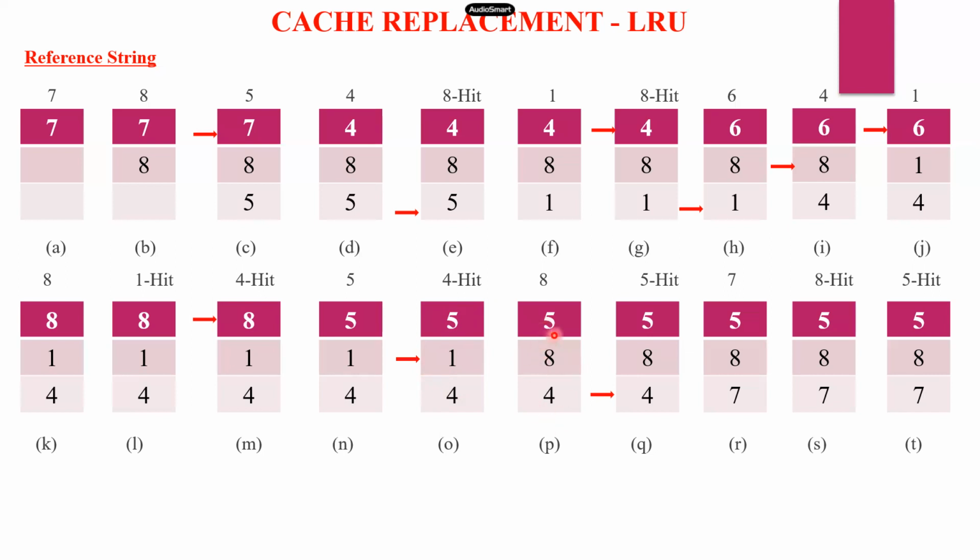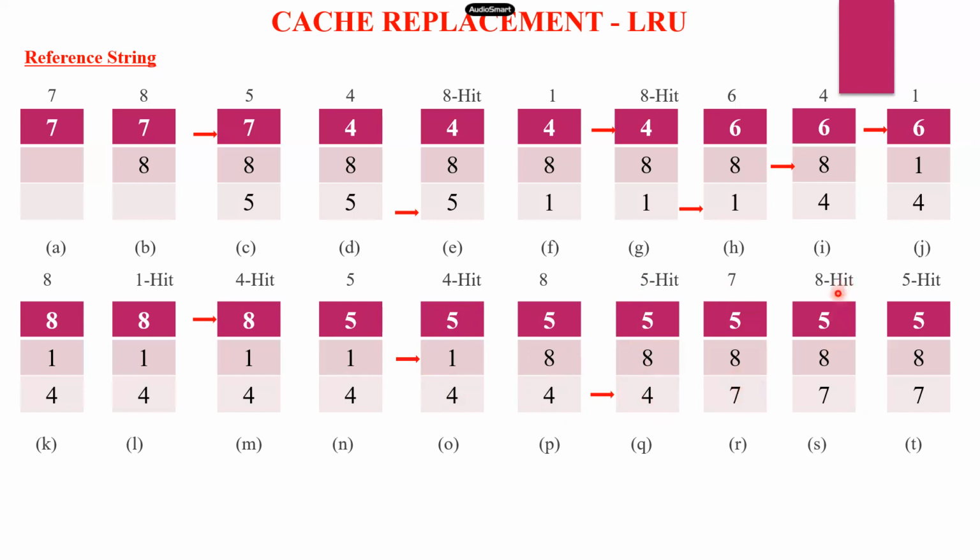Again, the slot is filled. The new data is 5. 5 already available. So hit occur. Then again, the slot is filled. The new data is 7. That is not available in the cache memory. So the 4 is not used for a longer period of time. So instead of 4, 7 will be placed.